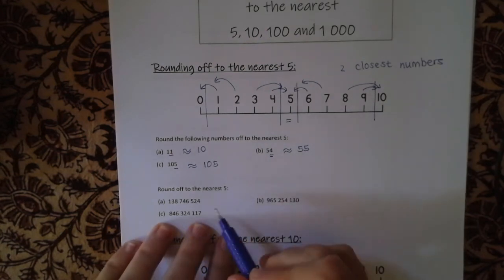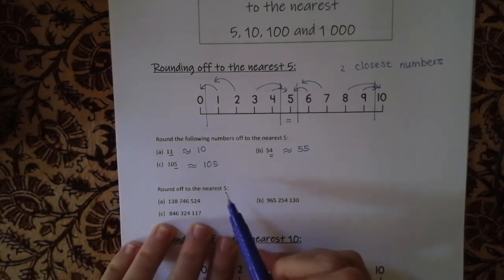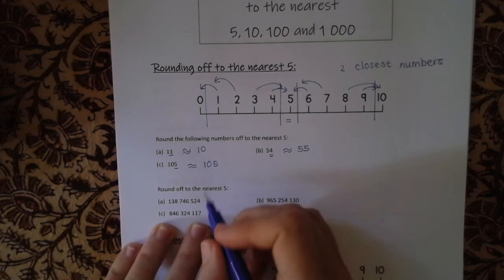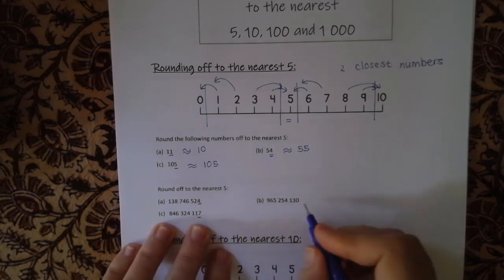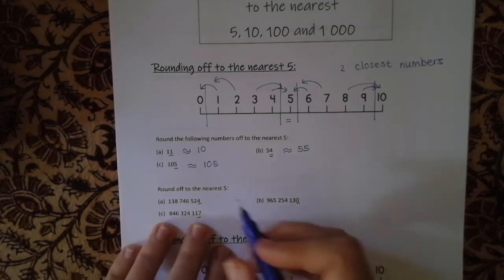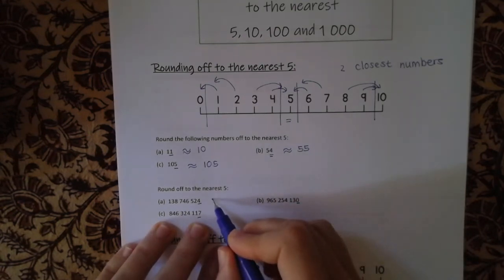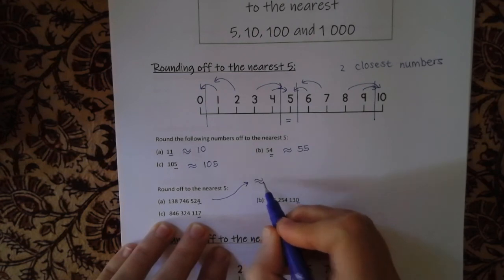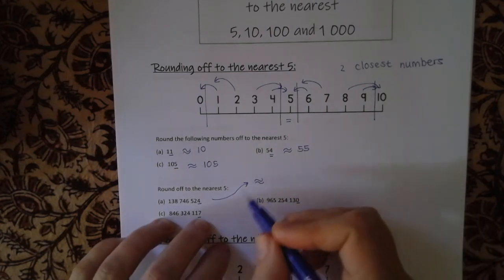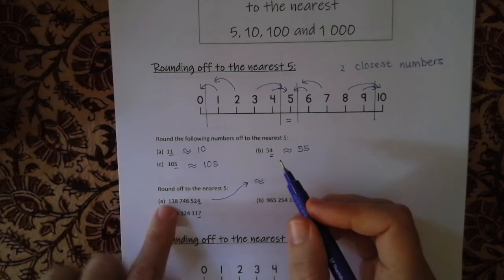Okay, so now we look at 9-digit numbers. Round off to the nearest 5. Remember, we only look at the units. So here we're going to look at the 4, the 7, and on the side the 0. So I'm just going to write this answer on that side. Remember, we use the rounding off sign. It's like an equal sign. It's a bit wavy. Okay.